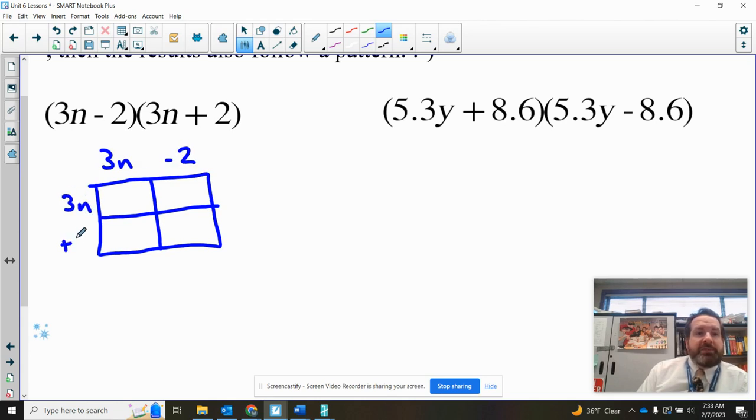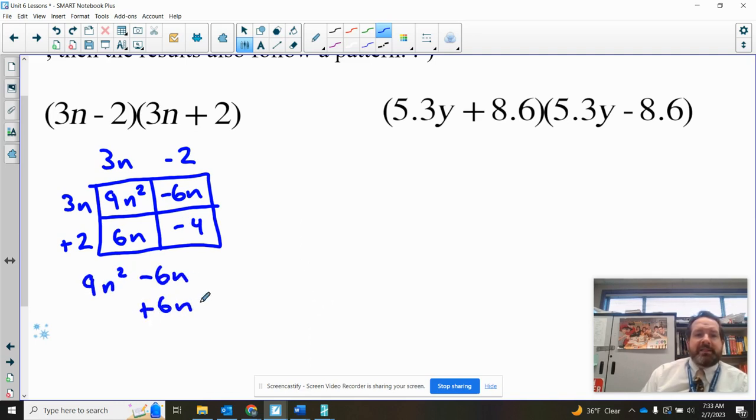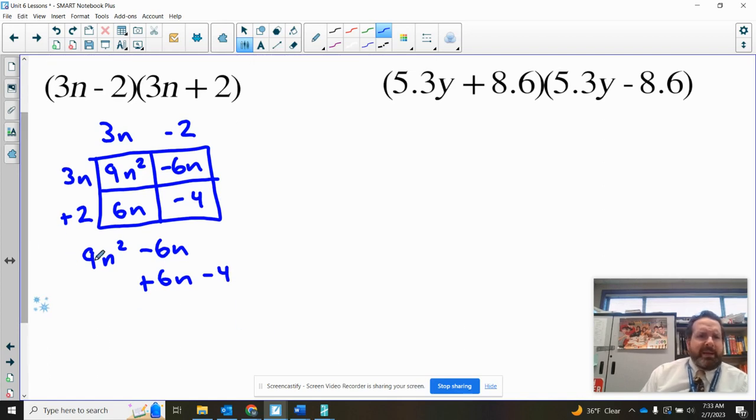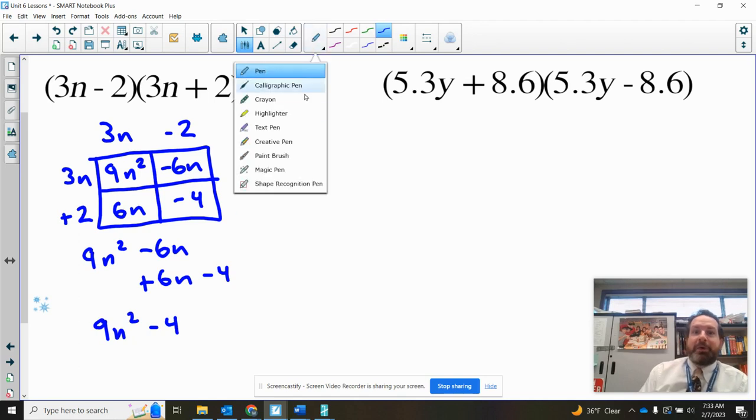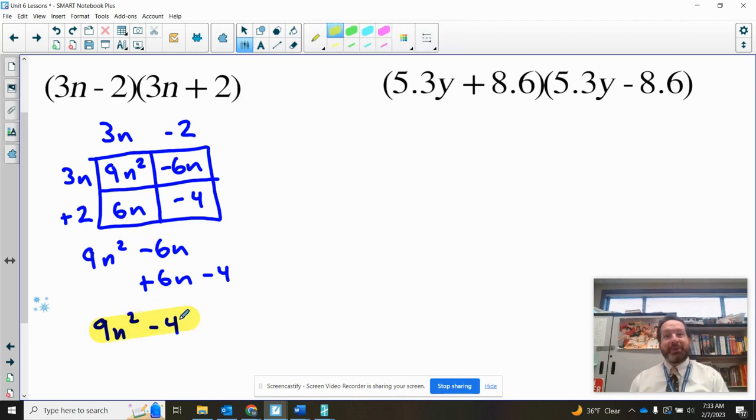3n minus 2 and 3n plus 2. All right. So if I fill in my boxes, this will be 9n to the second power minus 6n plus 6n minus 4. So if I now take what's in the boxes and add them up, 9n squared minus 6n plus 6n minus 4. See what happens. 9n squared, but oh my goodness, negative 6n plus 6n. Negative 6 plus 6 is 0. There are 0 n's, so we just don't even write them. And the minus 4 is then what's left. That's going to happen sometimes if this pattern occurs.